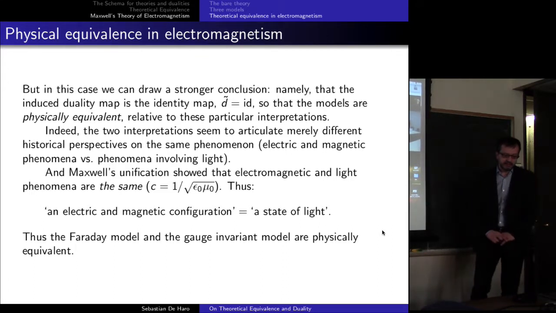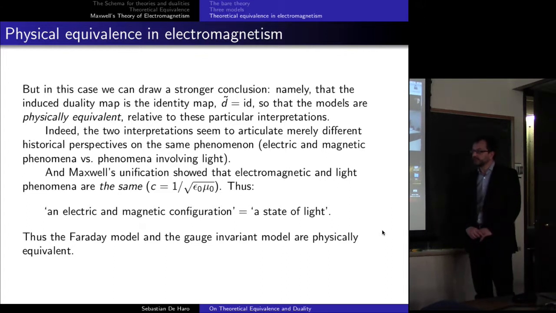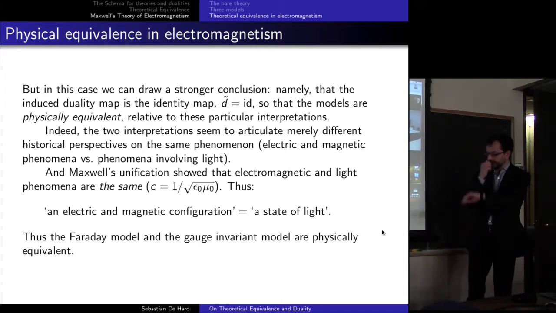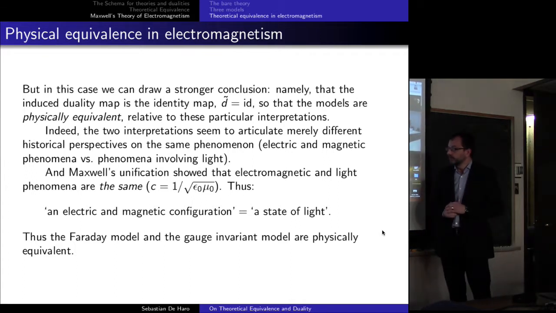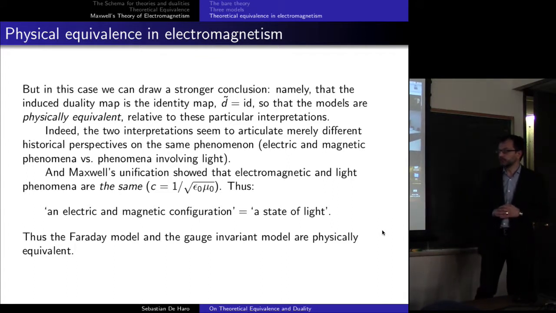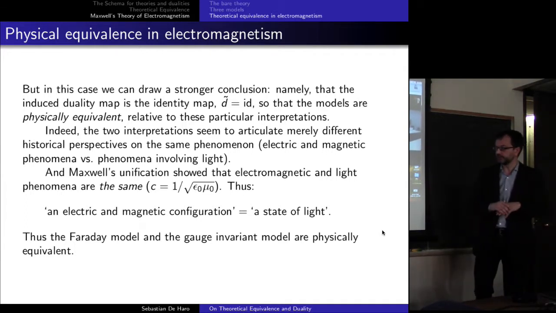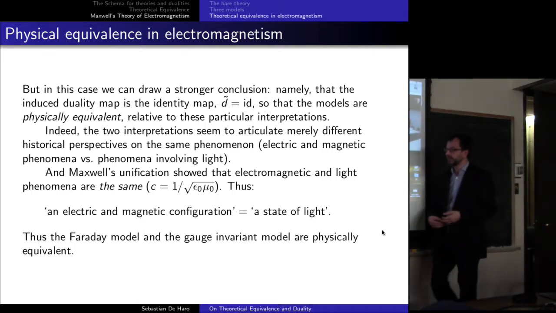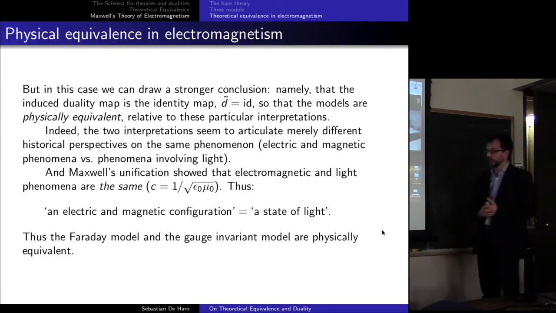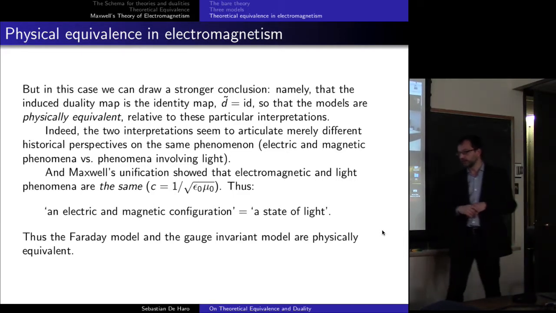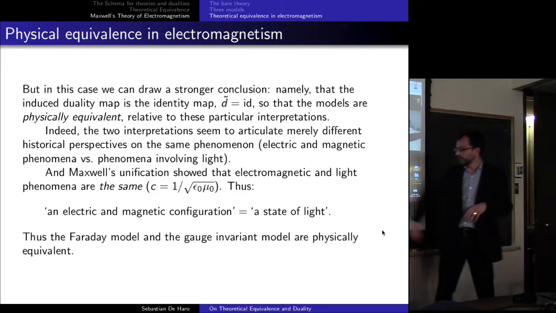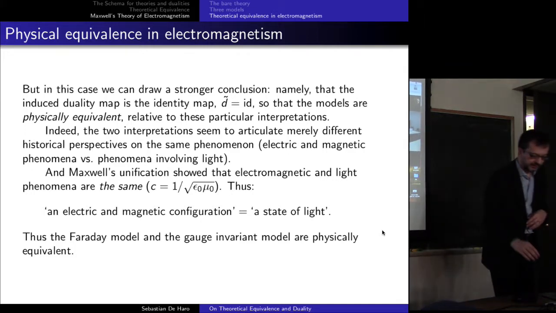But I think in this case we can actually draw a stronger conclusion, namely that the induced duality map is in fact the identity map, so that the models are in fact physically equivalent relative to these particular interpretations. Why? Because the two interpretations seem to articulate merely different historical perspectives on the same phenomenon, namely electric and magnetic phenomena on the side of the Faraday tensor and phenomena of light on the side of the gauge invariant model. And what Maxwell's unification precisely showed is that electromagnetic phenomena and light phenomena are the same. So I would claim that if we take Maxwell's unification seriously, we should conclude that an electric and magnetic configuration is the same as a state of light. So in that sense, there is physical equivalence between these two models. On this understanding, the Faraday model and the gauge invariant model are physically equivalent.